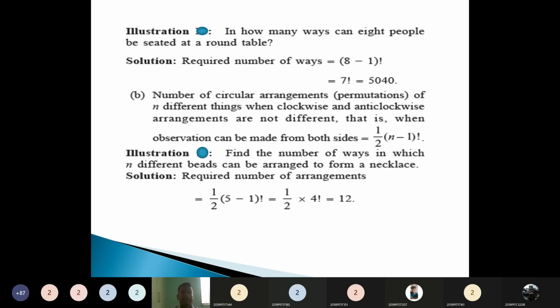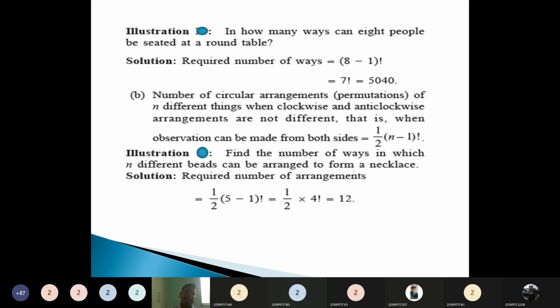Next, the number of circular arrangements, permutation of n different things, where clockwise and anti-clockwise arrangements are not different. Anti-clockwise and clockwise are not considered as different arrangements. For that case, the formula for permutation is 1 by 2 into n minus 1 factorial. 1 by 2 into n minus 1 factorial is the formula.